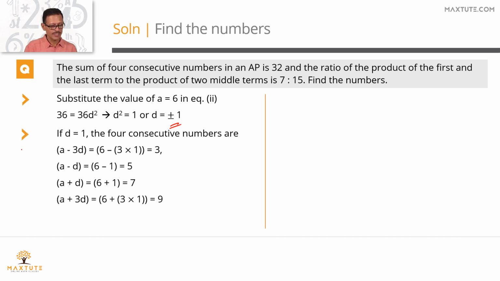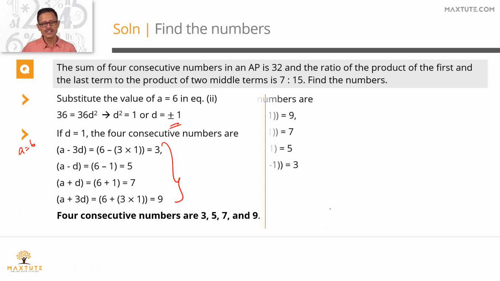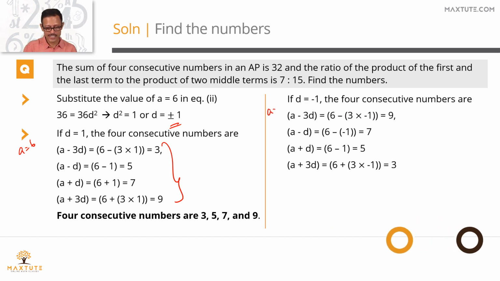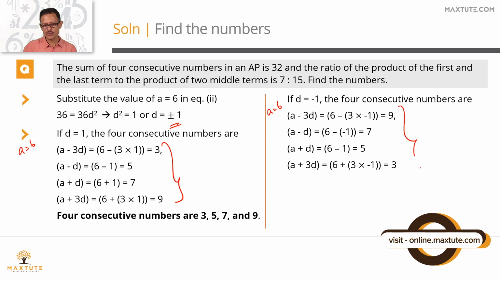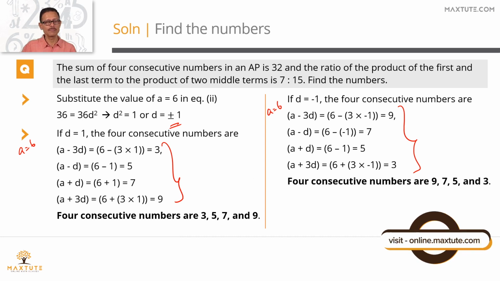If d is 1, we know a is equal to 6. The four terms are these, 3, 5, 7, 9. If d is equal to minus 1, we know a is equal to 6. Substitute that here. The four terms are 9, 7, 5, 3. This will be an ascending AP if the common difference is positive. The common difference here is negative, therefore it's a descending AP.